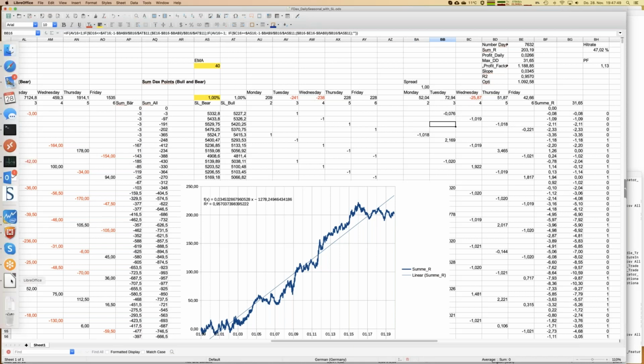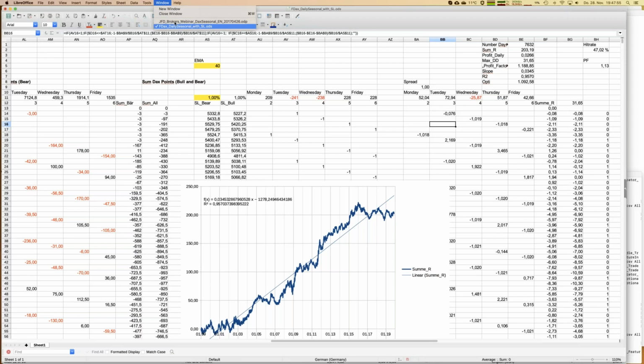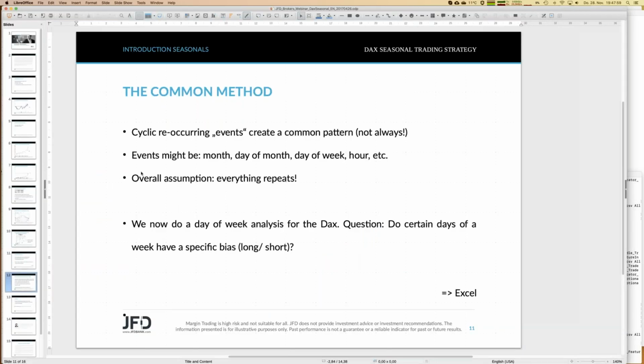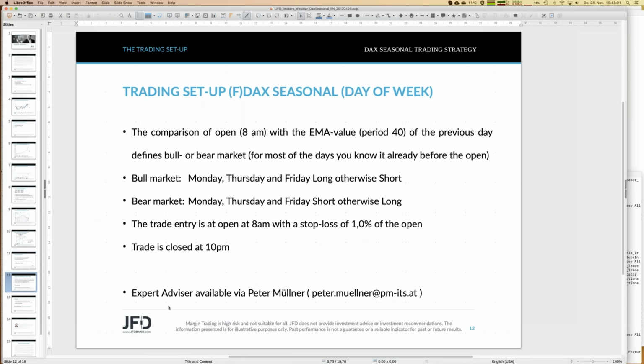So we have now a trading strategy. We have a statistical edge based on the day of the week, and that's exactly what we can use. And I will show you how, for example, in a chart, and how this can be run with an expert advisor.